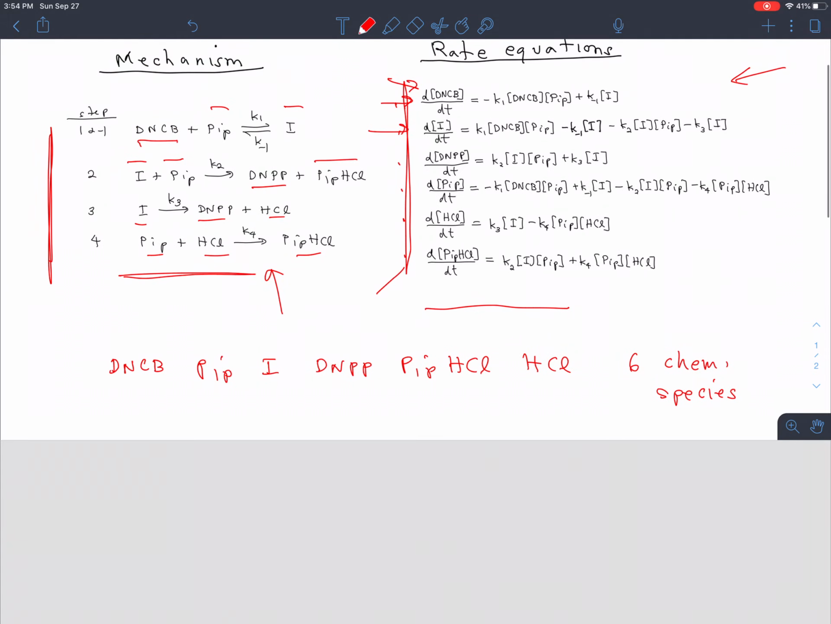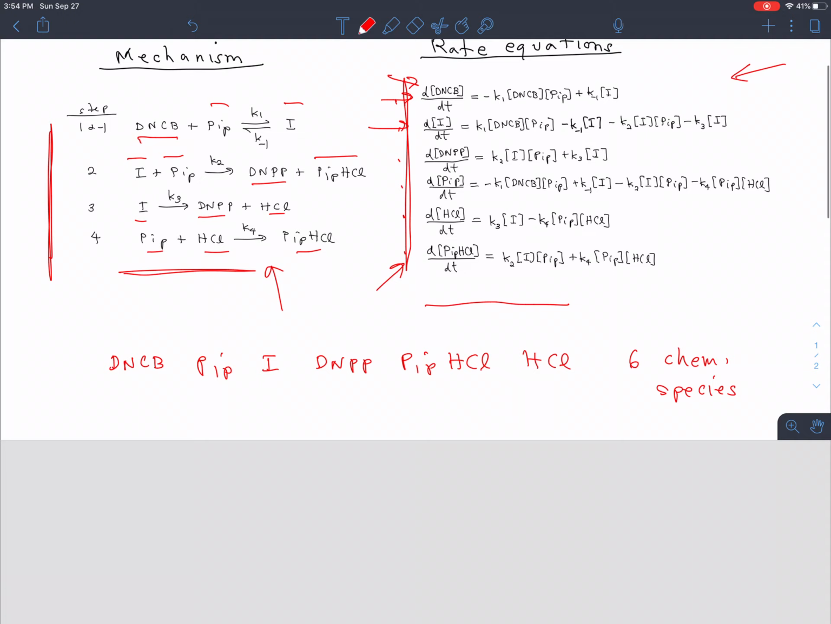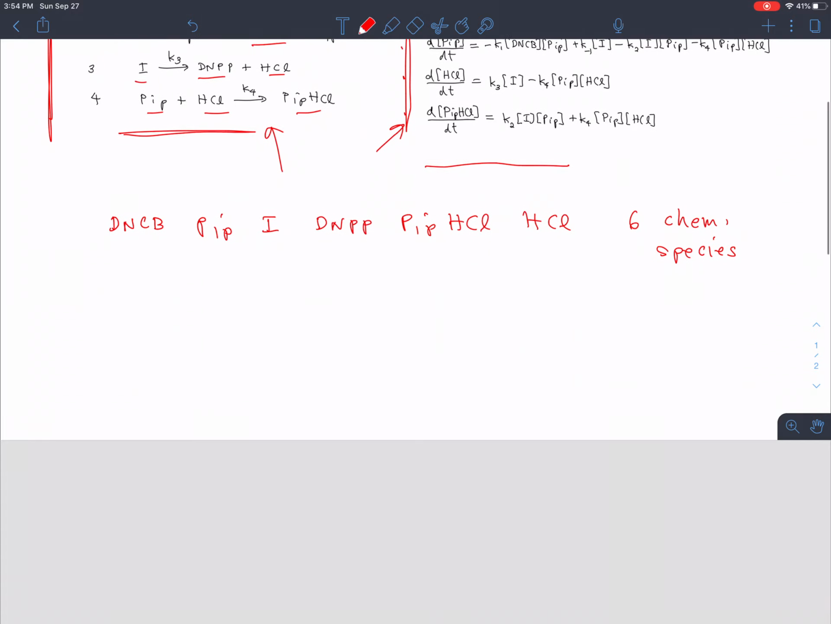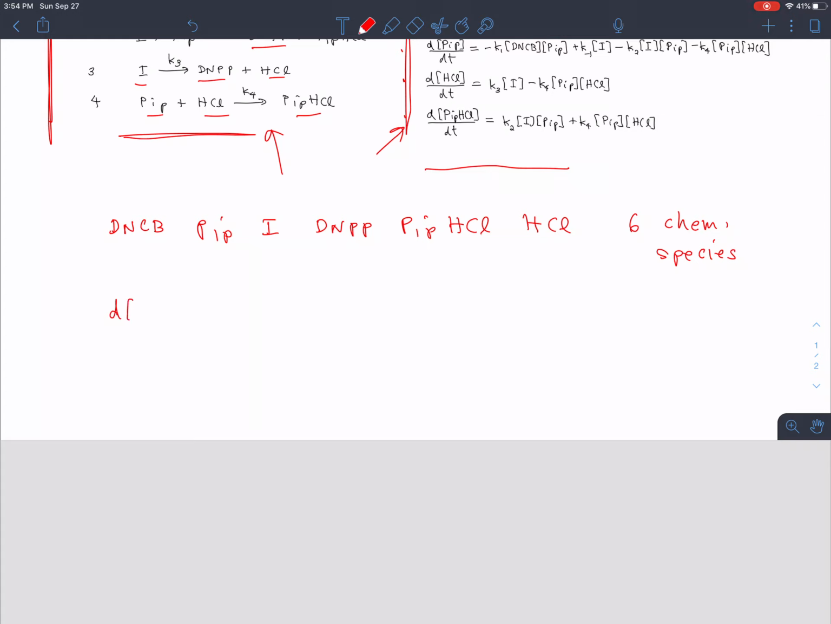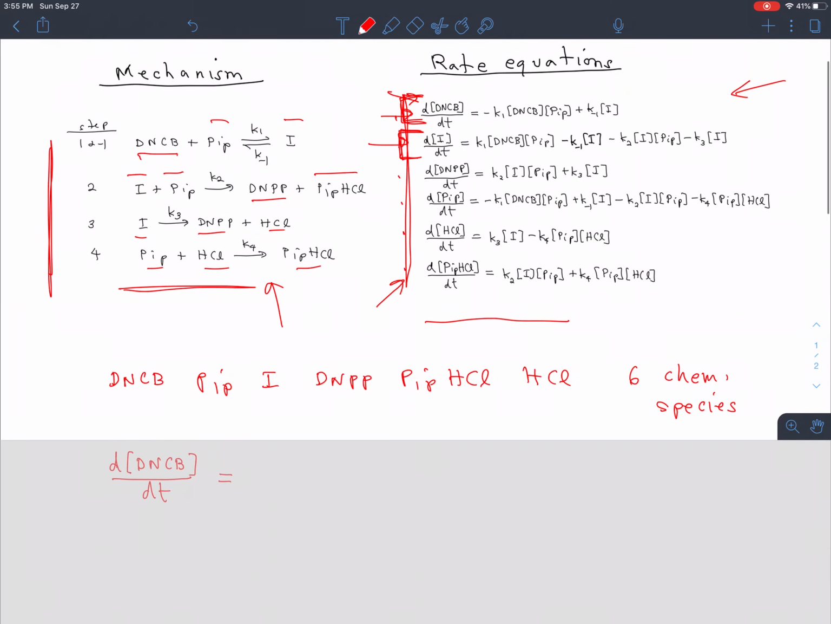I don't think we'll write them all down because it will get a little tedious, but let's write down the top 2. So let's start with DNCB. The rate of change of DNCB with respect to time is equal to, let's see where DNCB appears. It appears here, it appears here, and it appears as a product coming back from here, right? So this is really 2 equations here.